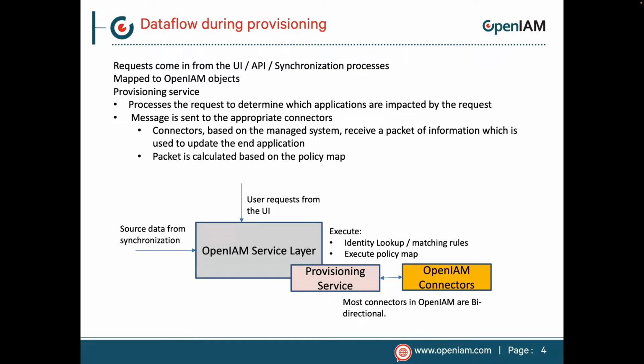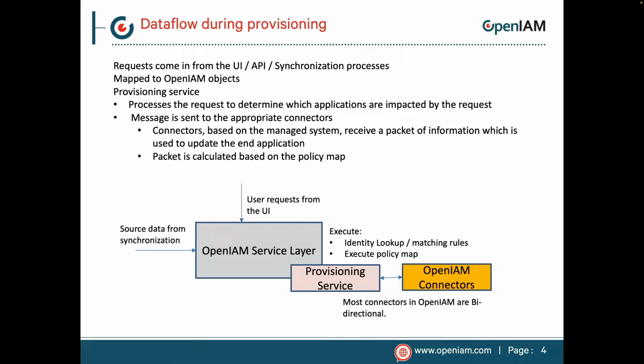Now, before that, I left out one step. When it's determining which applications are affected, it also needs to create a packet of data, which tells the connector what it should be writing, right? So the connectors actually have no business logic in them whatsoever. They're really meant to be very agnostic of the business part. That all should be computed on the OpenIAM side, on the core services, right?